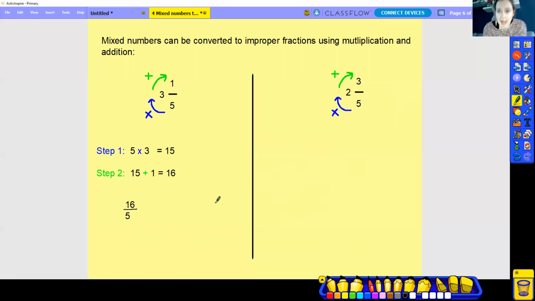So have a little go at the second one, and then I will do it again for you. Okay, have a go at the second one.